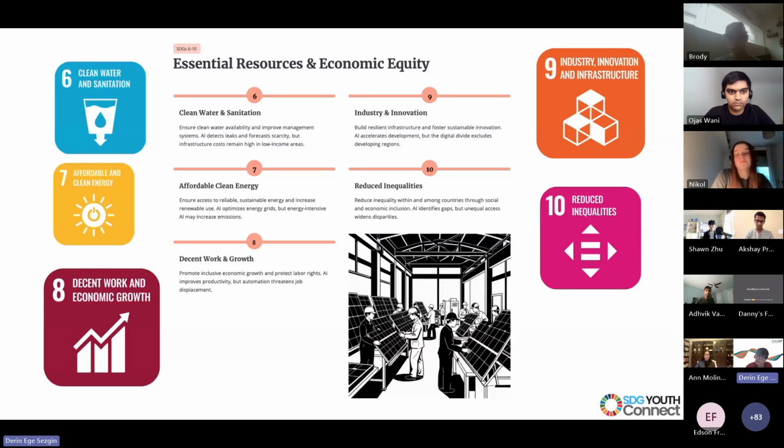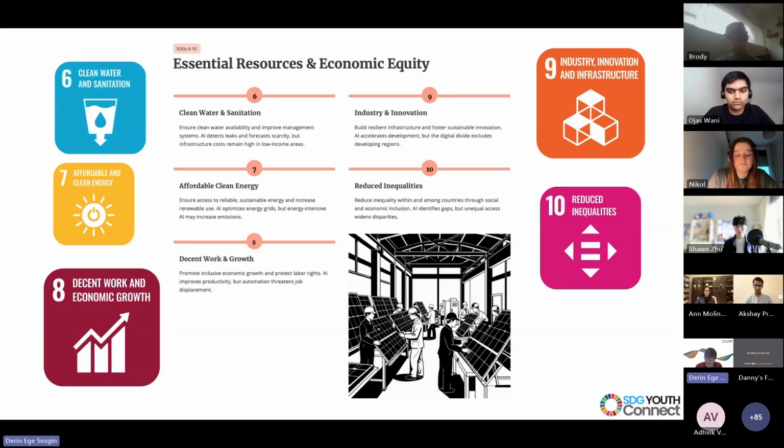Based on data, it can collect and analyze all that to make the best decisions. Yet again, the digital divide comes in and excludes developing regions, as many regions across the world don't have stable access to internet or electricity. And if they don't have that, how will they be able to access AI?